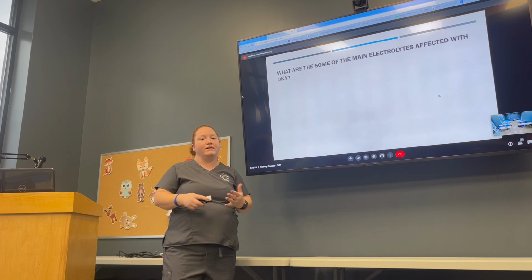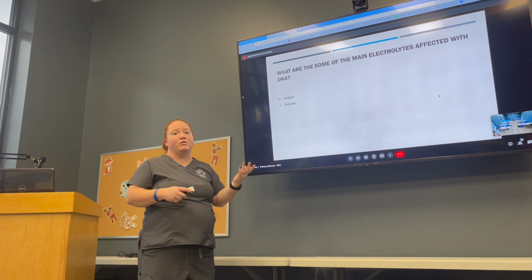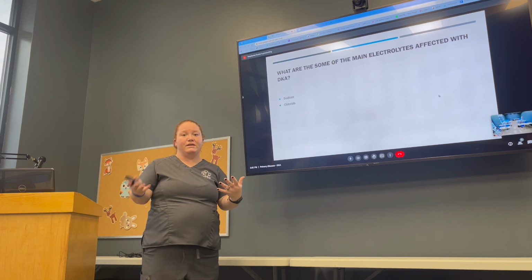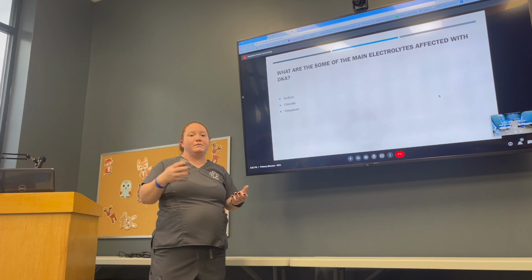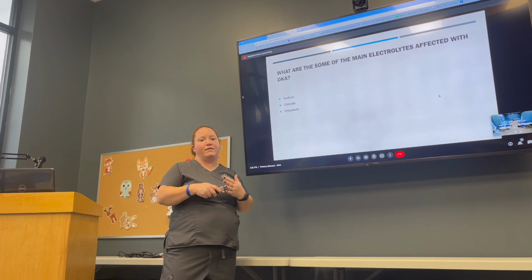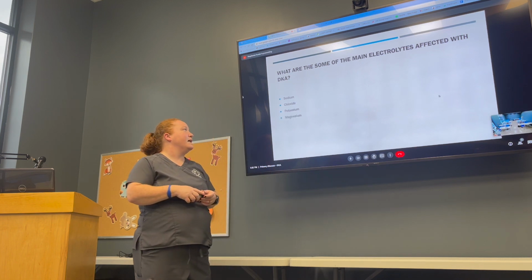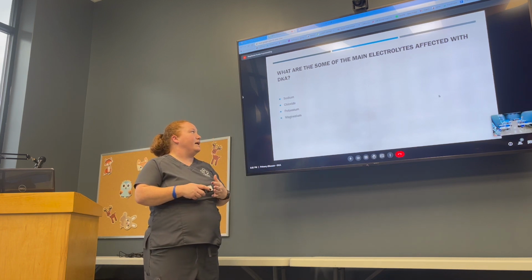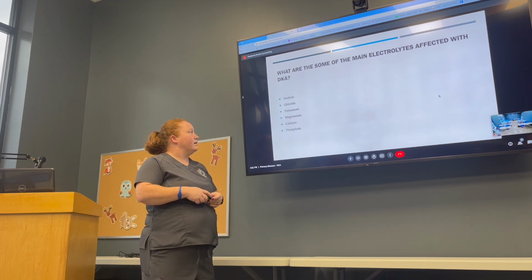So what are some of the main electrolytes affected with DKA? What did we talk about? Some of the main electrolytes being sodium and chloride, which can be replaced with the dehydration or IV fluids. A lot of times potassium and magnesium go together with being depleted from DKA. And then again, phosphorus, or phosphate, is another one.